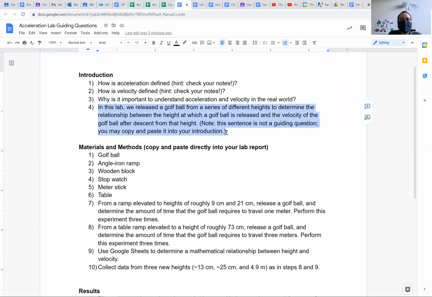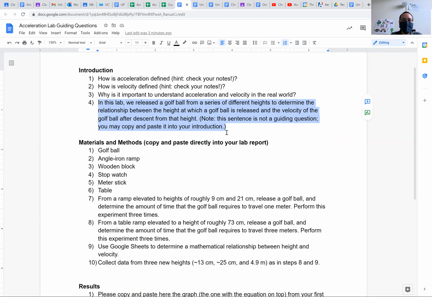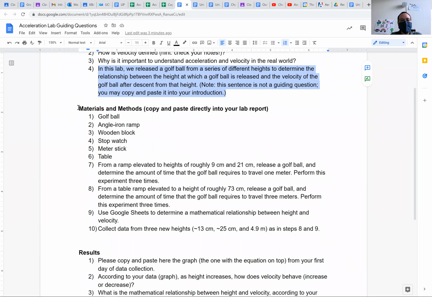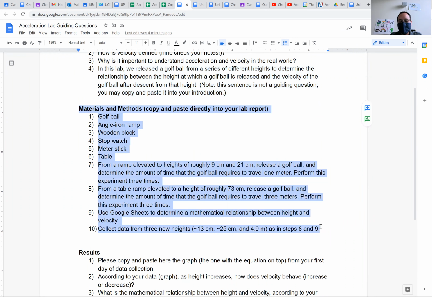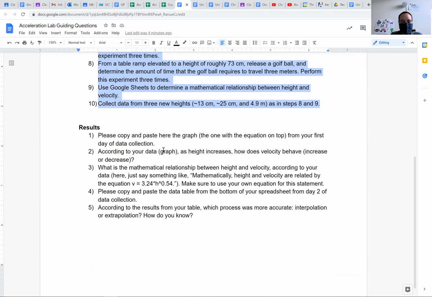We have discussed this relationship in class, but now you're seeing this sentence written out, and it's given to you to paste into your lab report. Also given to you to paste into your lab report are the materials and methods. Again, I don't believe that non-AP science students should be writing materials and methods sections, okay? So you can copy paste this directly into your lab report.